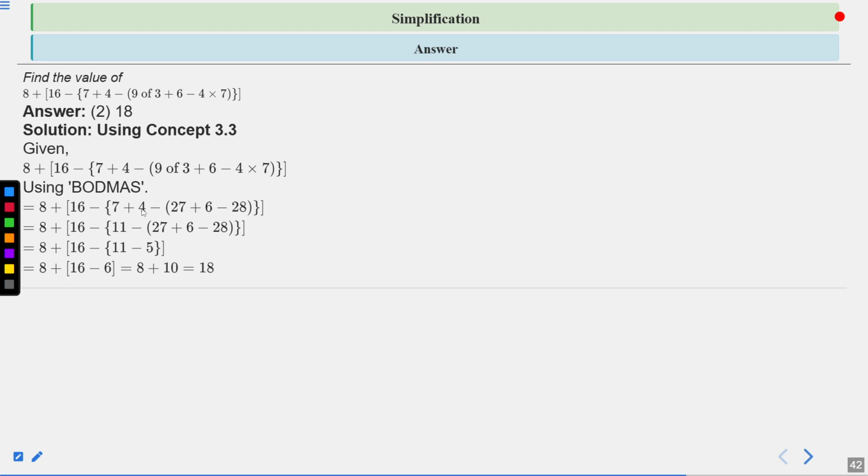So when we simplify, we get 8 plus in large bracket 16 minus 6, which becomes 10. So 8 plus 10 is equal to 18. So second is the correct answer of this question. Next one.